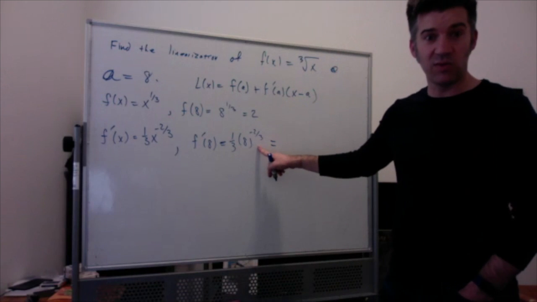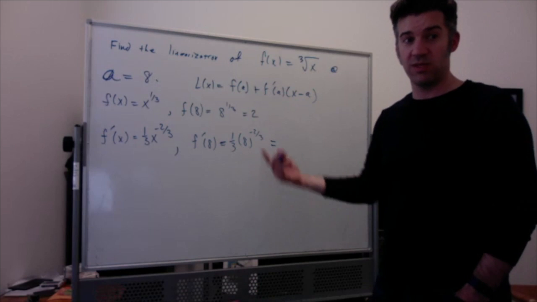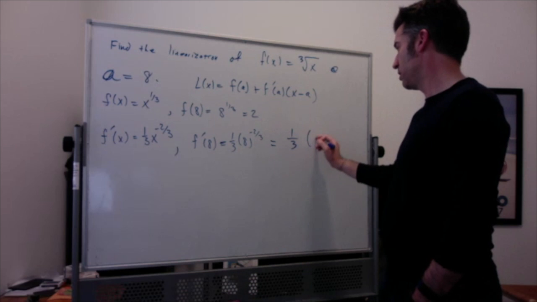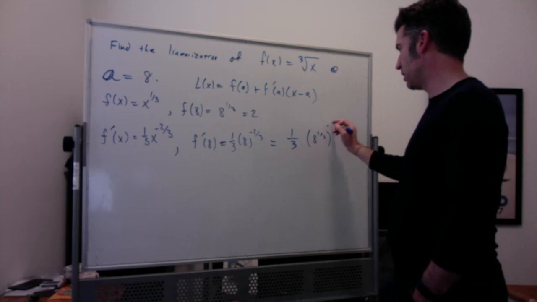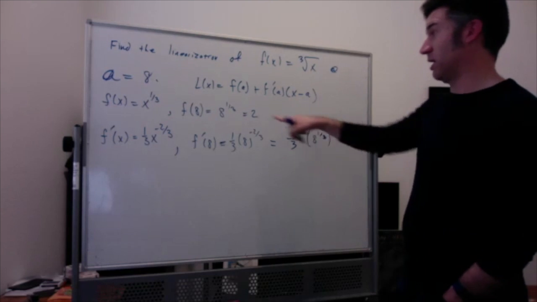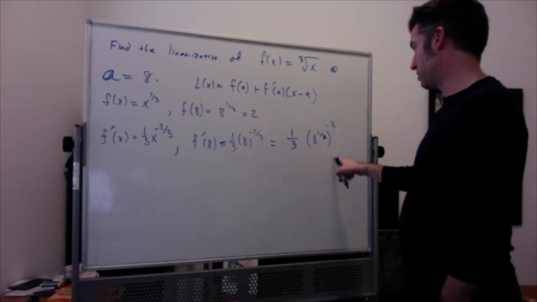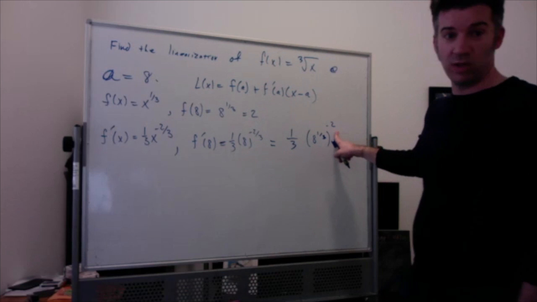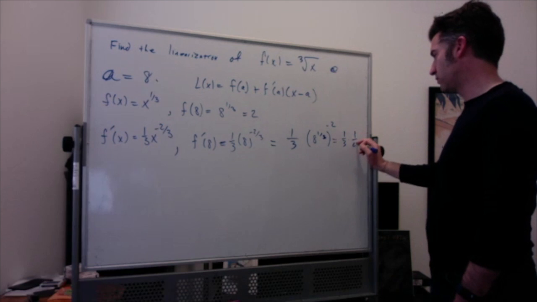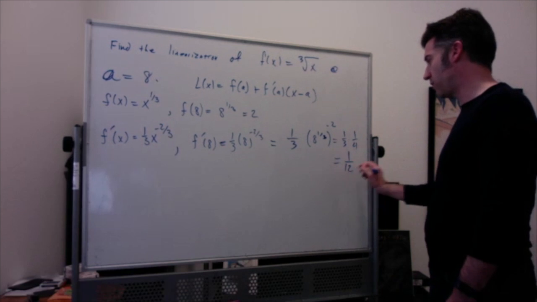8 to the negative 2/3 is 8 to the 1/3 to the negative second. So it's going to be 1/3, 8 to the 1/3 to the negative second. 8 to the 1/3 is also 2, just like 8 to the 1/3 was 2. And so that's going to be 2 to the negative second, which is 1 over 2 squared, which is 1/4. So it's going to be 1/3 times 1/4, which is 1/12.